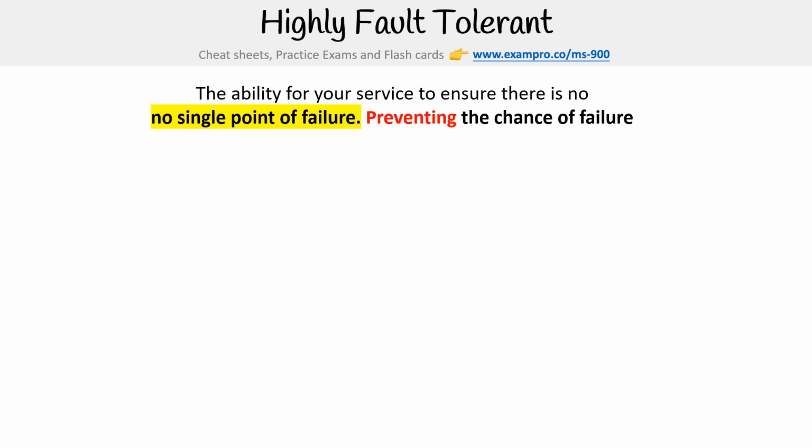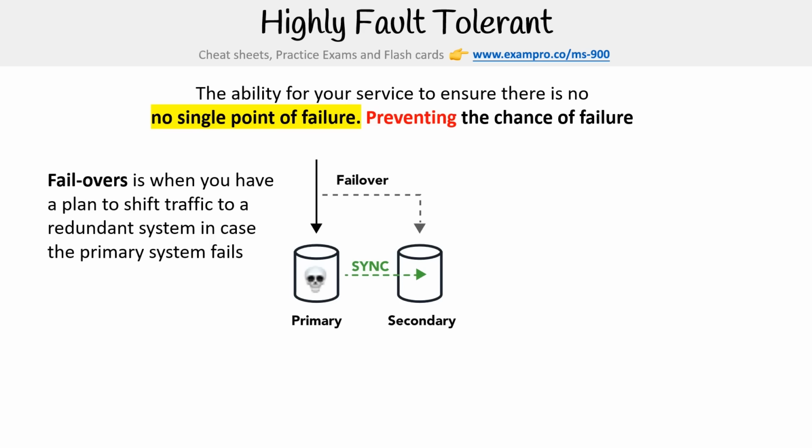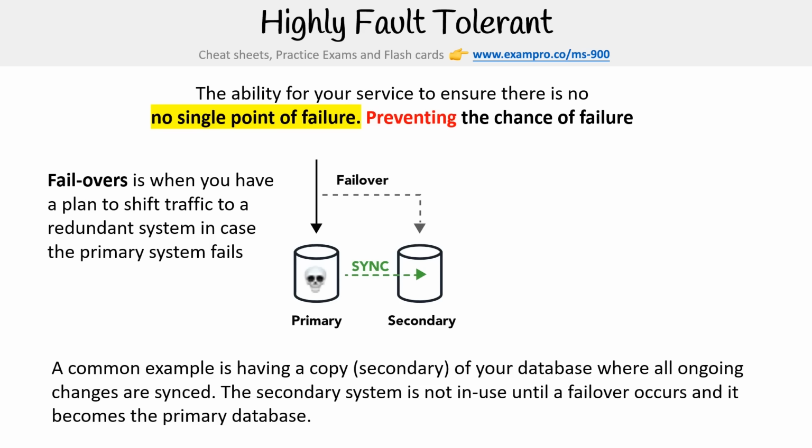So how do we prevent failure? Well, we use the concept of failovers. Failover is when you have a plan to shift traffic to a redundant system in case a primary system fails. I have a graphic here that represents a primary database failing over to a secondary database. The idea is that we have a copy of our production database and we're going to call that a secondary system. Every time something is written to our primary database, it's going to be synced, so it's sent over to our secondary database and is up to date with the latest data.